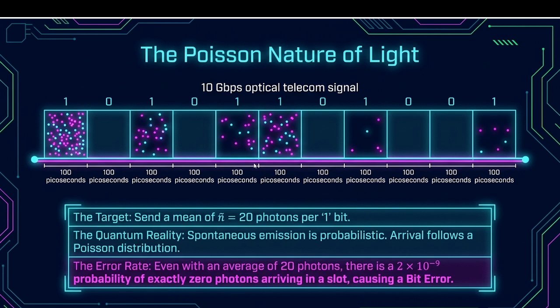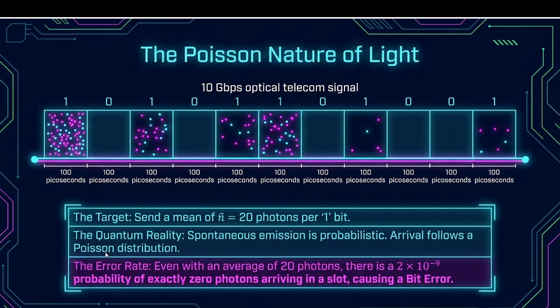Talking about the Poisson nature of light, consider a 10 Gb per second optical telecommunication signal propagating, where you have the transmitter and receiver, and the transmitter is generating a 10 Gb per second optical signal and the detector is detecting it. The target is a mean number of photons of 20 per 1 bit. So here it should be 20, here it should be 0, here it should be 20.